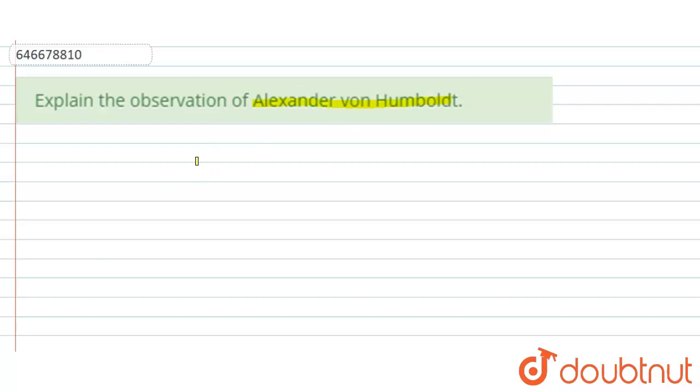Let us solve this problem, and the problem is explain the observation of Alexander von Humboldt. So in this question, we have to write what were the observations that were given by Alexander von Humboldt. So first we should know who is Alexander von Humboldt. He was a German naturalist.